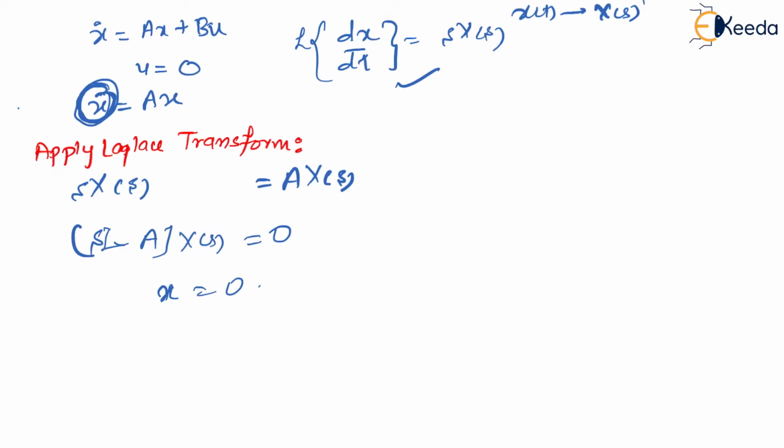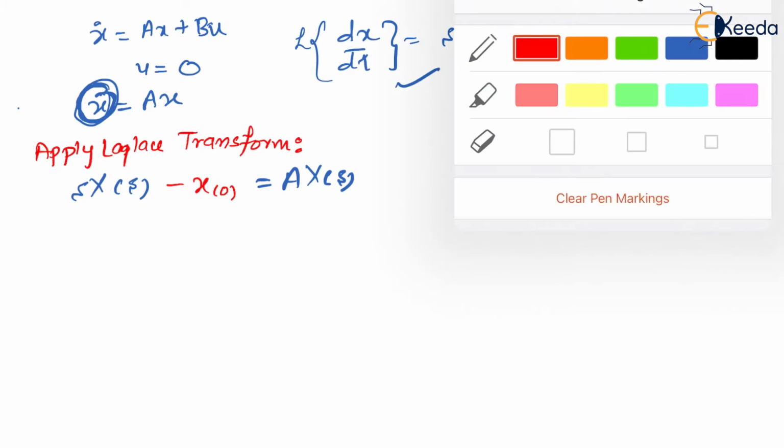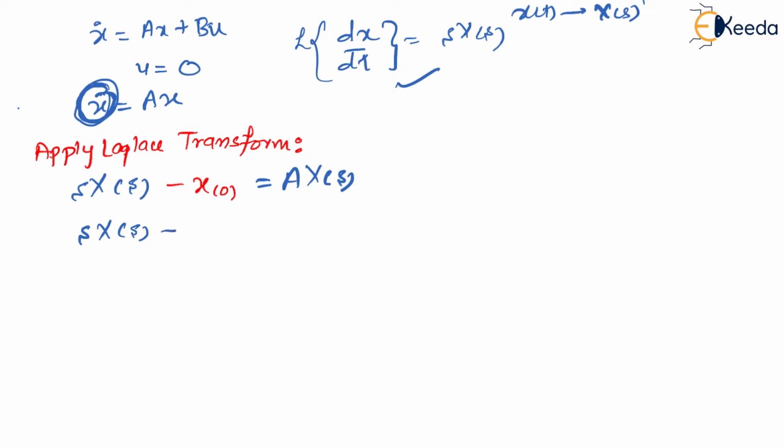If the initial condition is 0, we will see what happens then. But for the time being, this is very important. So let me erase this. Definitely initial conditions have to be considered, so here it becomes minus X of 0. Now let us take X of s on one side and x naught on the other side. So we get s into X of s minus A into X of s, which is equal to x naught, or x of 0, which means the value of that particular state x at t equals 0. That is the meaning of x naught.